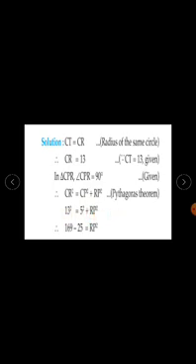Now 13 square is 169. 5 square is 25. Now transposition. 169 minus 25 equal to RP square. But 169 minus 25 is 144. Therefore RP square equal to 144. Now taking square root. Therefore RP equal to 12 units.